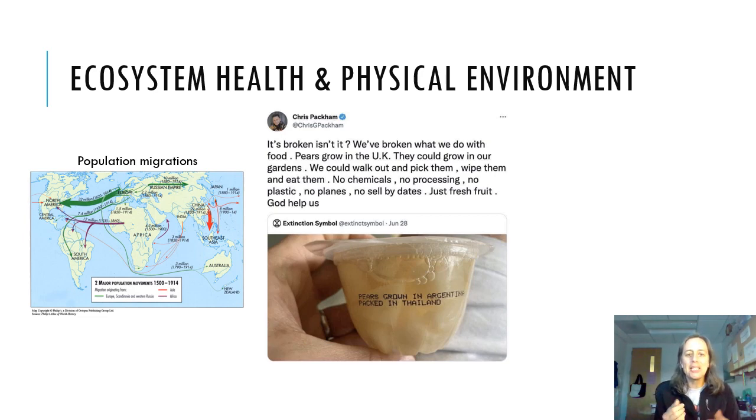So this guy's like, pears grow in the UK, right? I could grow them in my garden, walk outside, pick it, wipe it off, and eat it, right? And yet we have this huge system, which not only has environmental impacts in terms of our use of fossil fuels and our use of plastic, but also has impacts in terms of all the different places in that supply, distribution, production chain where there are opportunities for contamination, for example. So that's going to be important too.